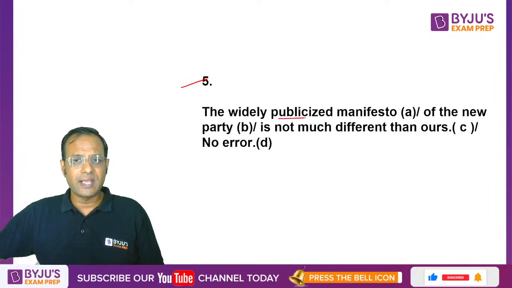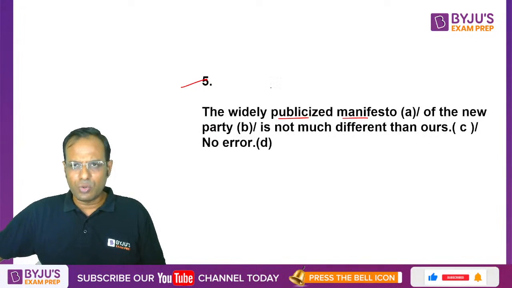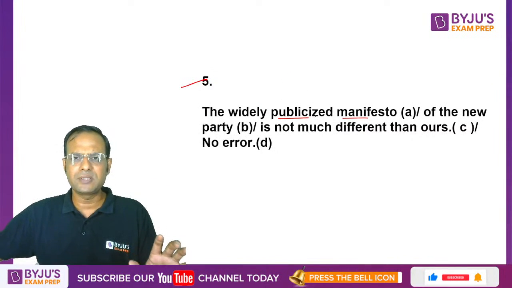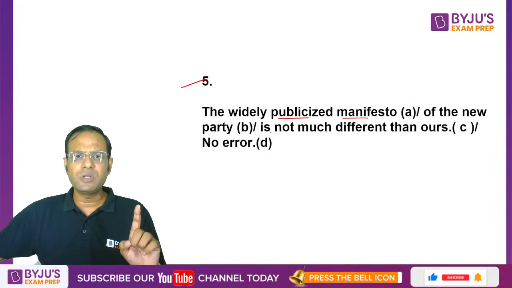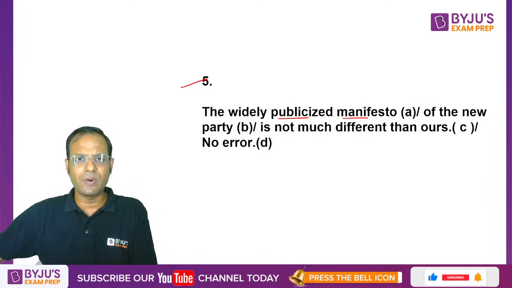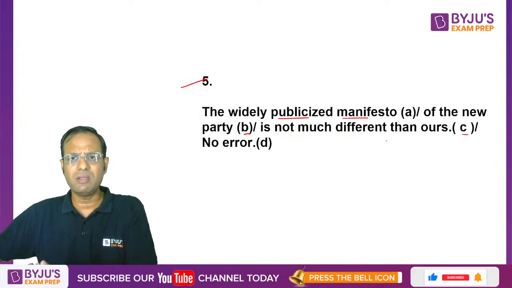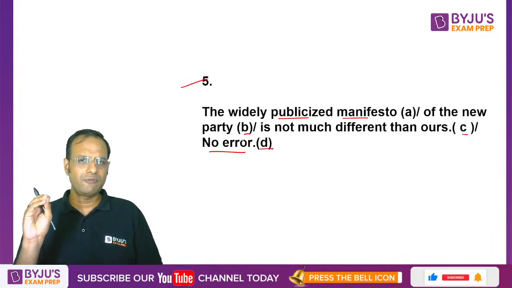The widely publicized manifesto of the new party is not much different than ours. This entire sentence is divided into 4 parts. The first part is the widely publicized manifesto. If you think the first part has an error, the answer is A. Of the new party, this is part B. If you think this part has an error, the answer is B. Is not much different than ours, this is part C. If you think this part has an error, mark C. And if you think the sentence is fine, then we will go with D, which means no error. Let us read the question very carefully.